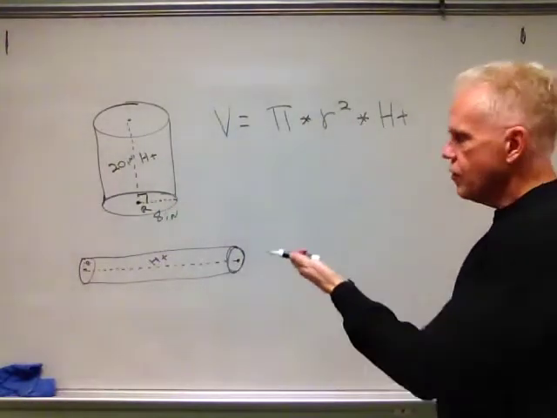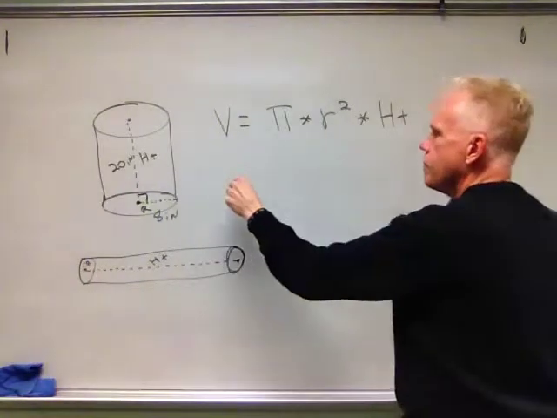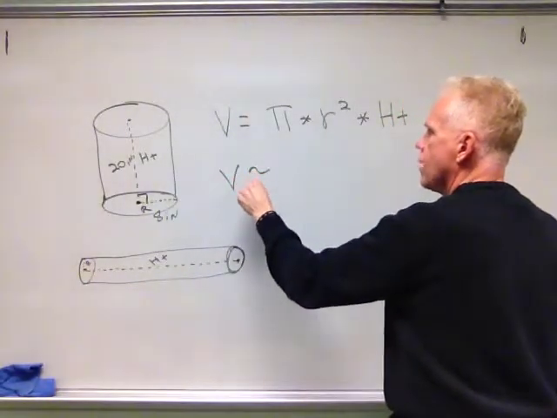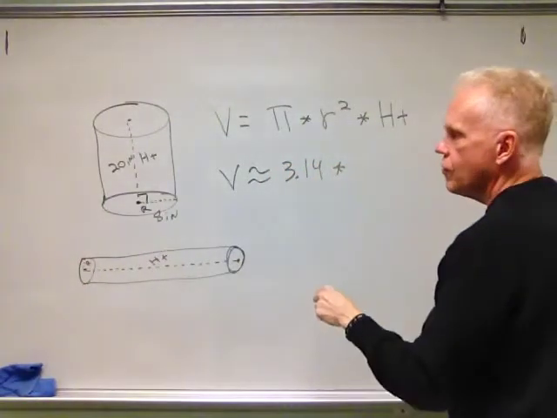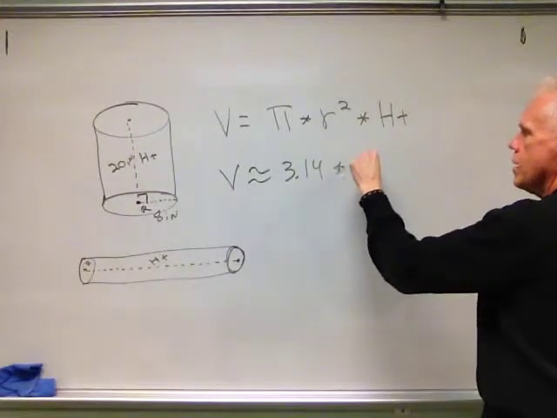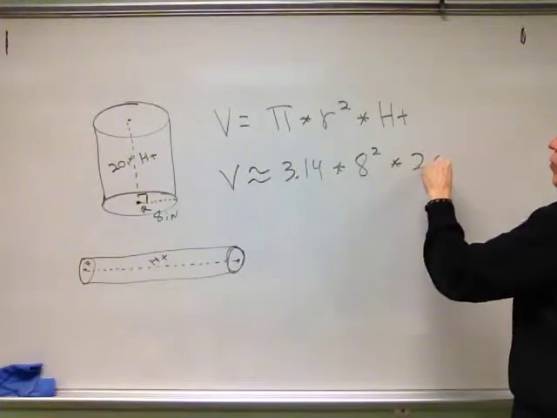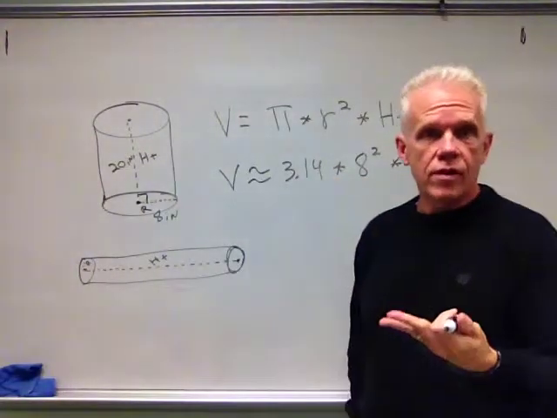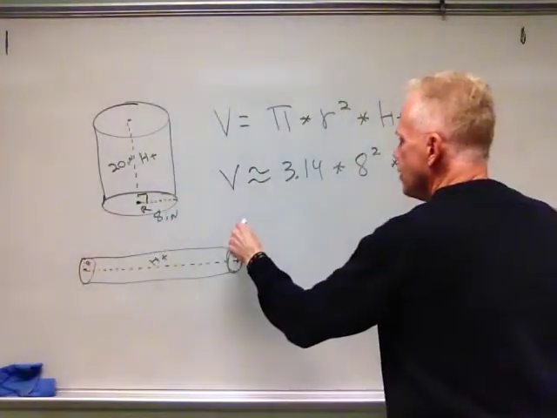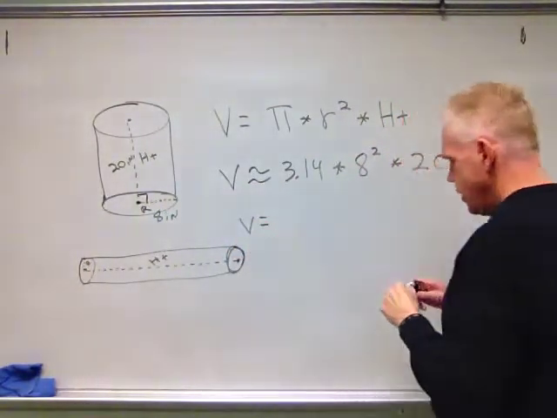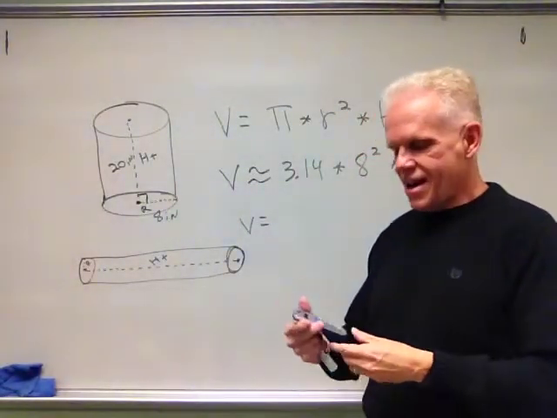Now, because it's got the circular information in it, we're certainly going to use 3.14 for pi. So the volume is going to be approximately 3.14 times the radius, 8 squared, times the height, 20. All my units here are inches, and I know in the end I'm going to have a unit of cubic inches. So I'm going to work this out, and you guessed it, I cheated. I brought my handy dandy calculator.